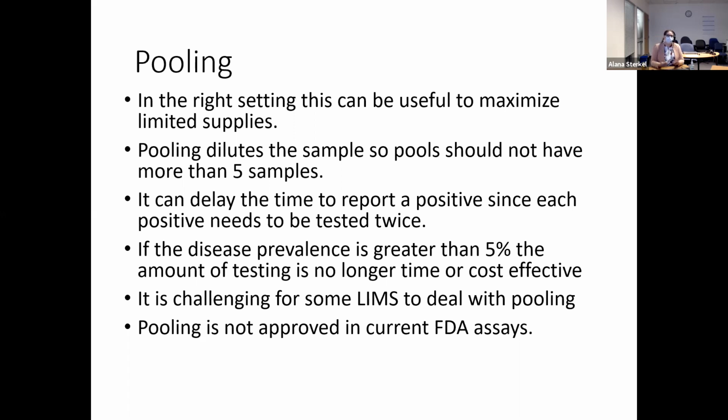However, if it's the same patient, you might not need to do that. Generally, if you're pooling multiple patients together, you want to do it when the prevalence is less than 5%. Otherwise, you have to take apart all pools and retest them, and it really is not cost effective anymore. This can be challenging for some lab information systems to deal with, so not every lab is capable of doing this, and pooling is not generally approved by current FDA assays.